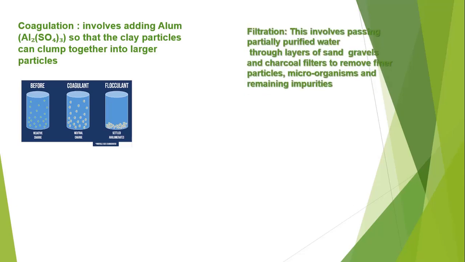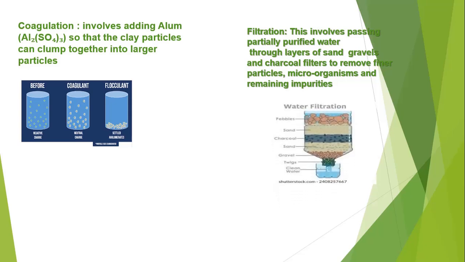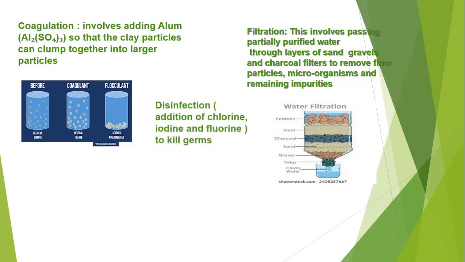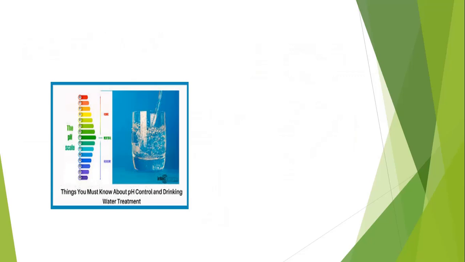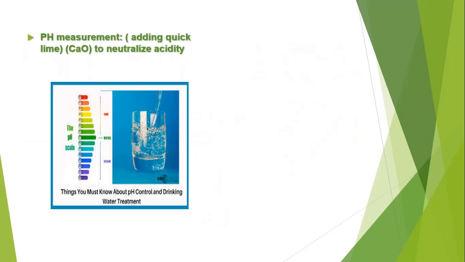We have filtration, which happens after coagulation. This involves passing partially purified water through layers of sand, gravel, and charcoal filters to remove finer particles, microorganisms, and remaining impurities. After filtration, disinfection occurs, that is, the addition of chlorine, iodine, or fluorine in order to kill germs. The next stage after disinfection is the pH adjustment, that is, adding quicklime in order to neutralize acidity.